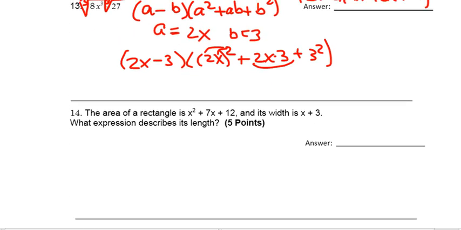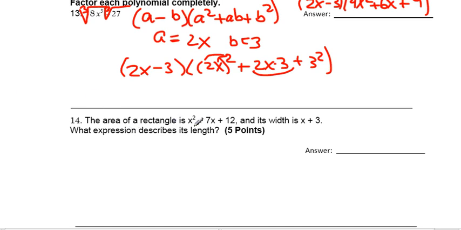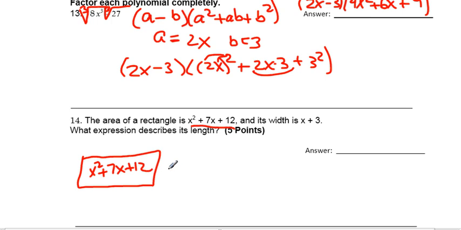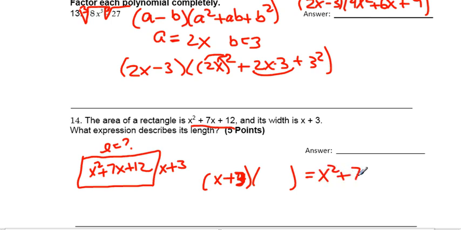Number 14, and I'm not going to do the bonus, but 14, the area of the rectangle is this. So I draw a rectangle. Its width is x plus 3. What's its length? Well, length times width. So we need x plus 3 times, oops, times something equals x squared plus 7x plus 12. So really what we need to do is we need to factor this.